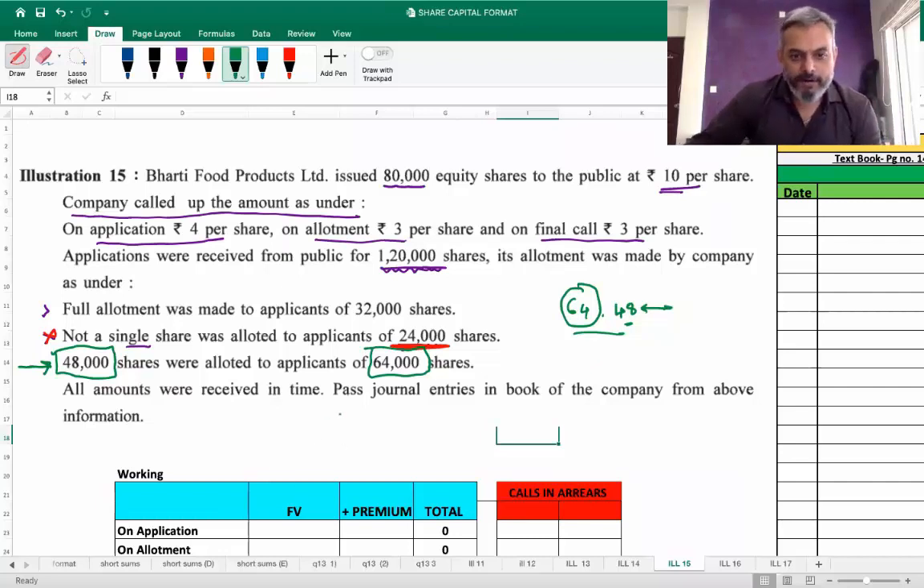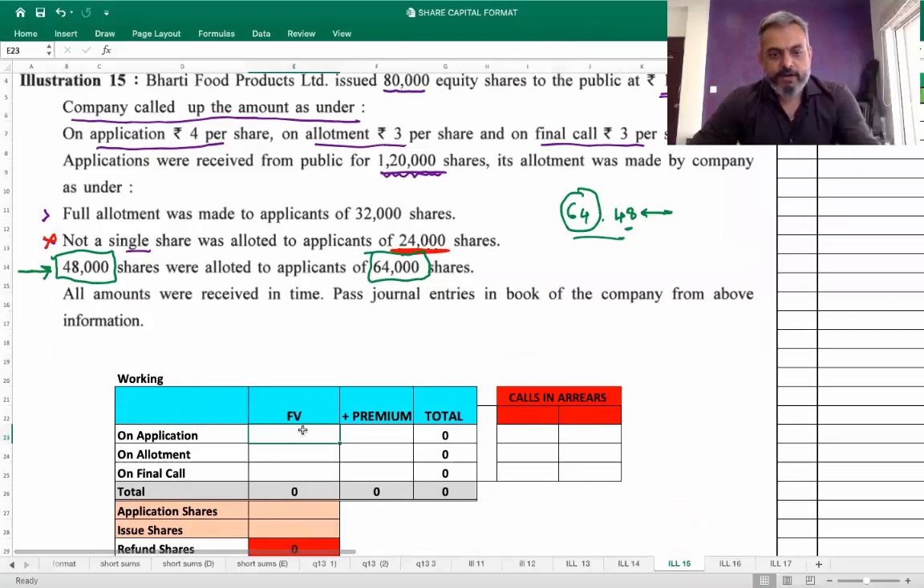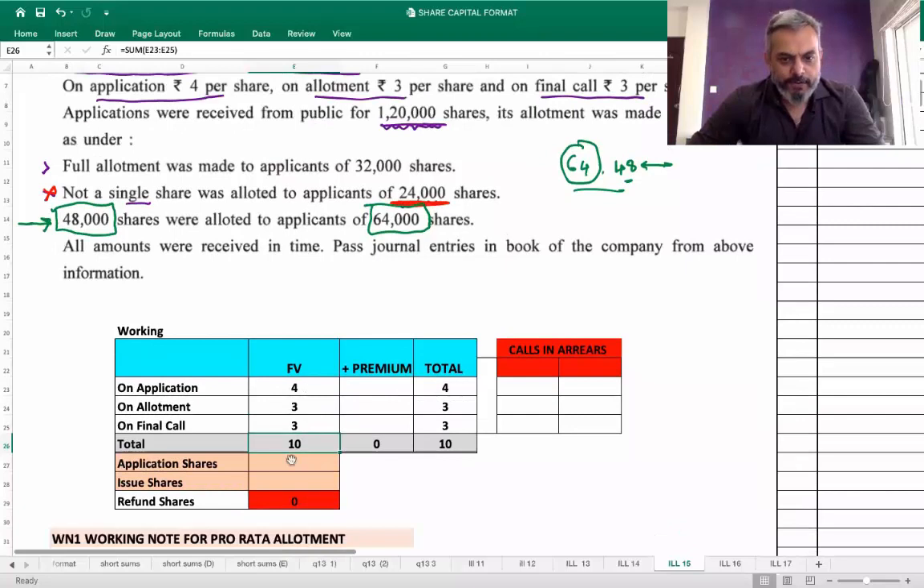All amount were received in time. Pass journal entries in the books of the company from above information. So यहाँ पे what we will be doing is we will be doing various workings because यहाँ पे proportionate allotment भी है. So let's do the working. First working is for our basic working, that is for application 4, allotment 3, final call 3. So total हो गया 10, no calls in arrears, no premium.